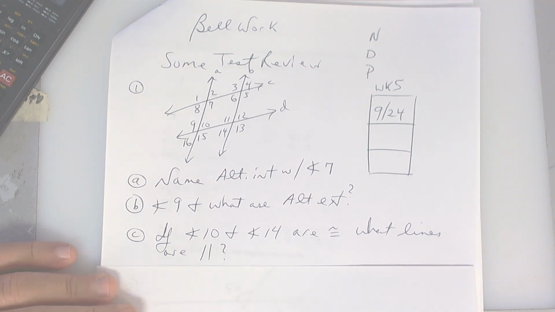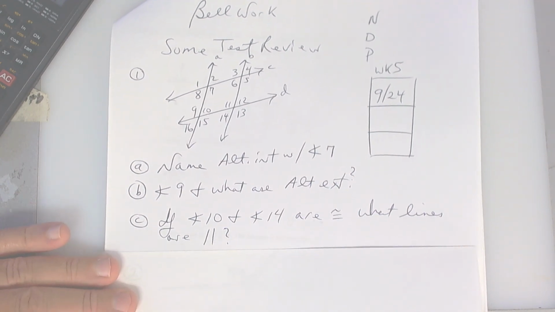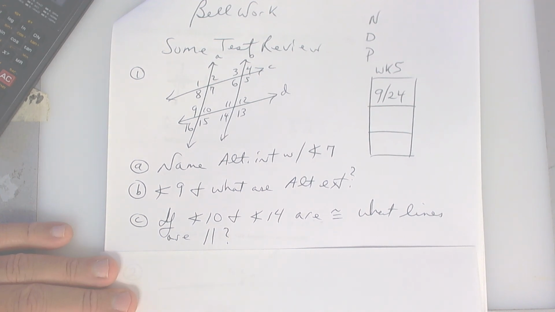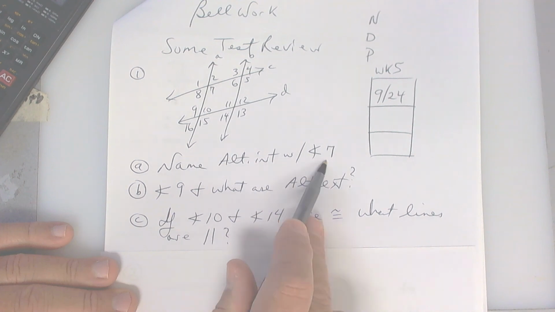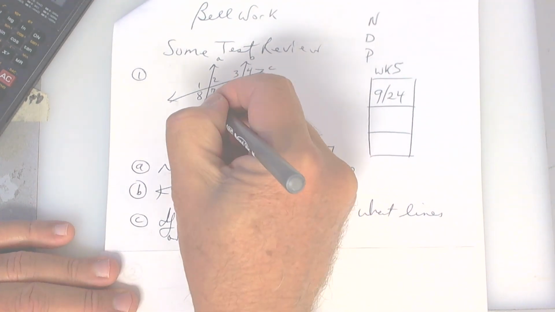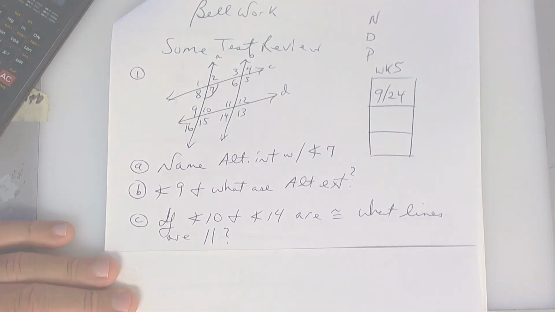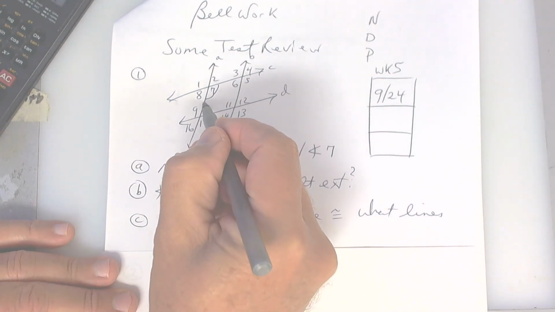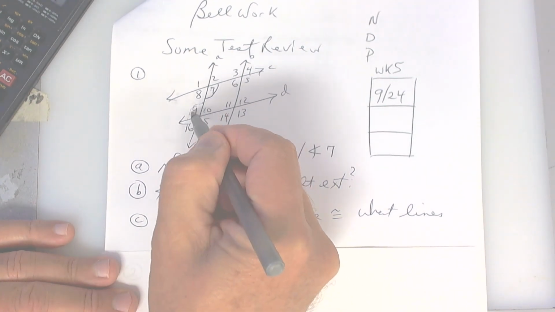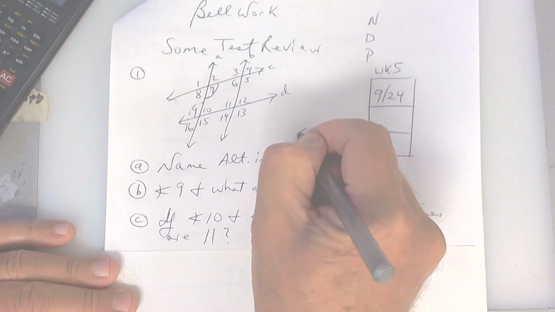Okay, let's take a look at the bell work here. This is some of the problems on your test, okay? Numbers 11 through something on the test, or the practice test, didn't come out. So I want to go over that today in class. So look up here. All right, it says name alternating interior with angle 7. Angle 7's here. So to be alternating interior, it would have to be 9. Alternating interior. So that would be angle 9.